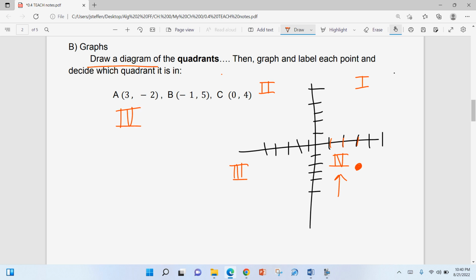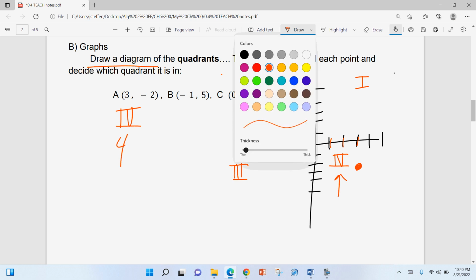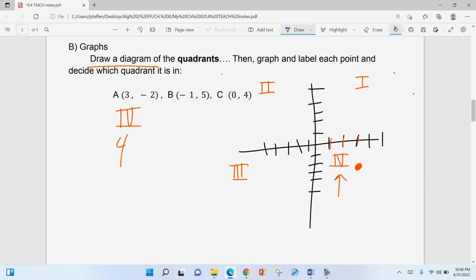They kind of put them in Roman numerals, but if you just put 4, I can live with that. I'm not going to be super finicky about that. I don't know if they were last year, but I'm not going to do that this year. B is, that was A, I should label. B is (-1, 5), so back 1, up 5, 1, 2, 3, 4, 5.